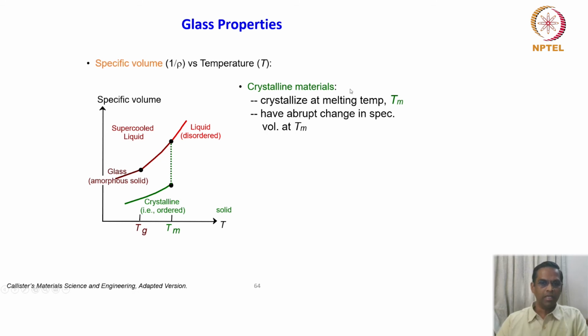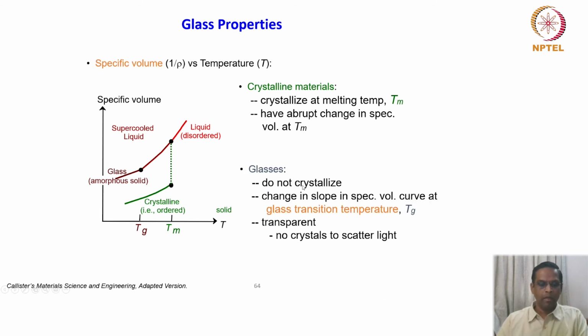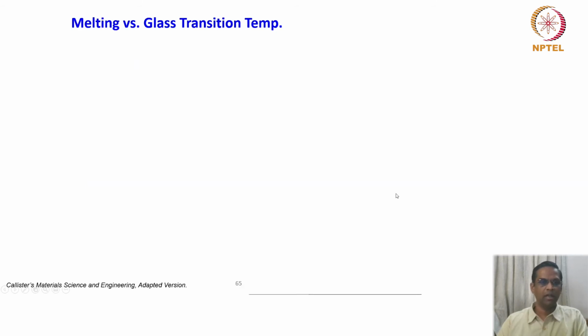And for crystalline materials, you all know that it crystallizes at melting point and have an abrupt change in the specific volume at melting point. These are all we know that. For the glasses, they do not crystallize. The change in slope in the specific volume curve at glass transition temperature is Tg, and they are transparent and no crystals to scatter light. They are all basic characteristics.